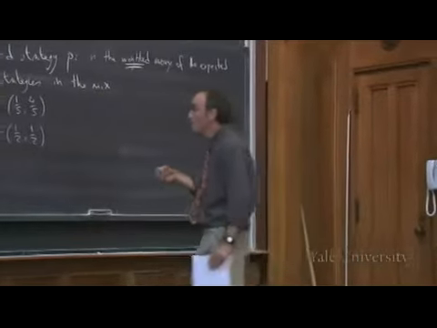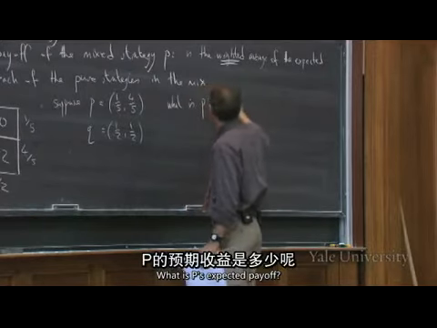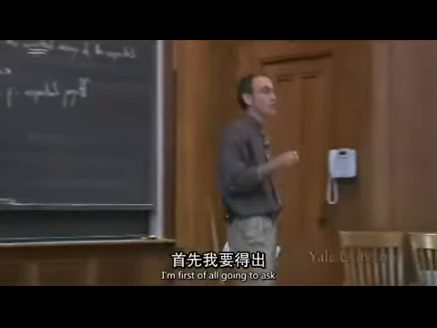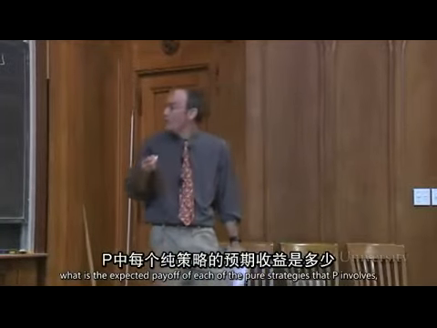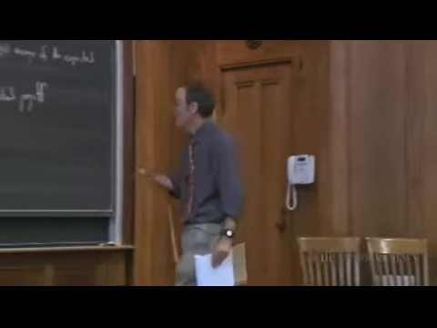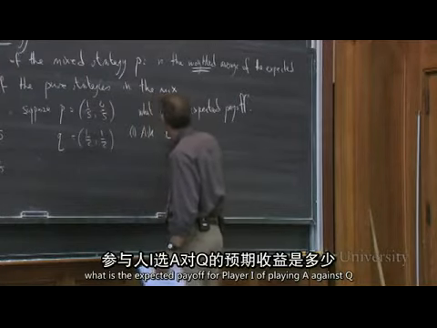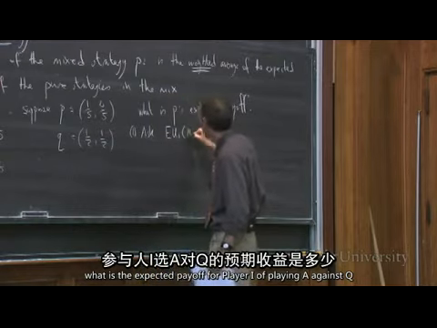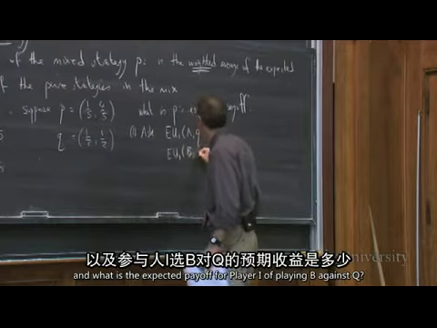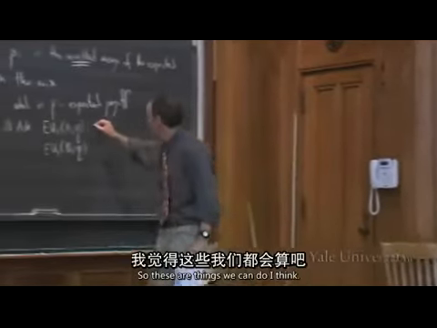Right? And the question I want to answer is, what is the expected payoff in this case of P? What is P's expected payoff? All right? And the way I'm going to do that is I'm first of all going to ask, what is the expected payoff of each of the pure strategies involved in P. So the first step is to ask, what is the expected payoff for player 1 of playing A against Q, and what is the expected payoff for player 1 of playing B against Q? That'll be our first question, and we'll come back and construct the payoff for P.